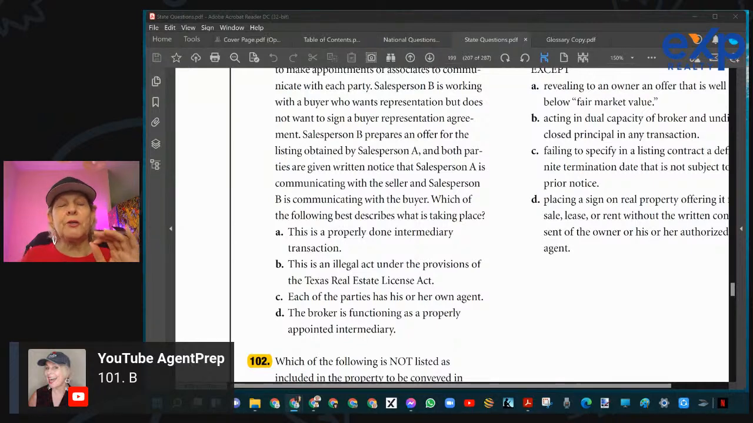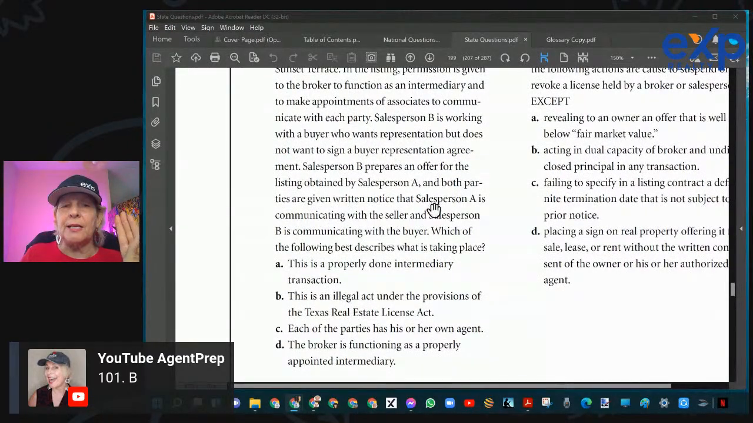So make sure you understand that intermediary happens when each client has representation. They are a client, not a customer. In this case, the buyer is a customer. So first, they both have to be clients. Secondly, they have to be represented by the same broker.